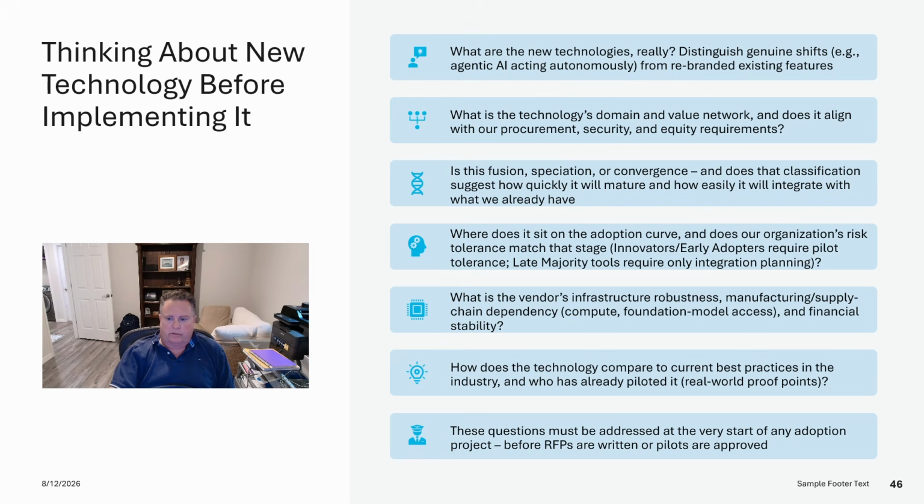What is the vendor's infrastructure robustness, manufacturing supply chain dependency, compute and foundation model access, and financial stability? How does the technology compare to current best practices in the industry? And who has already piloted it with real-world proof points? These questions must be addressed at the very start of any adoption project, before RFPs are written or pilots are approved.